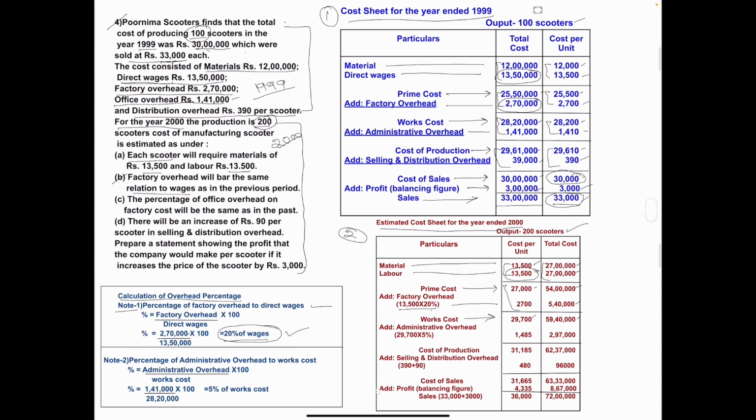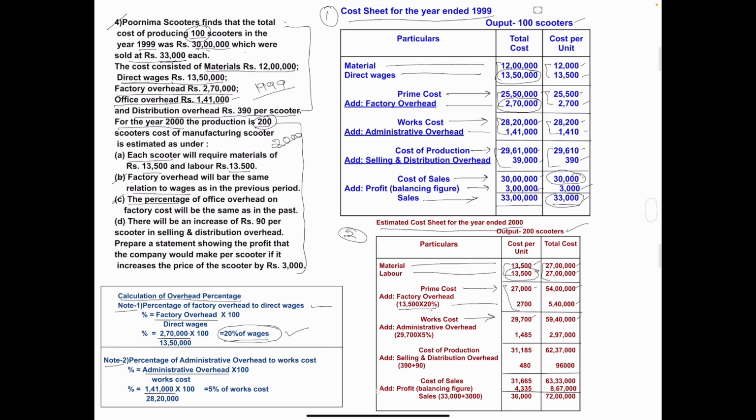Now read the point C. The percentage of office overhead on factory cost will be the same as in past. So for the year 2000, they have not clearly mentioned the amount of administrative overhead or office overhead, but by taking this point C, percentage of office overhead on factory cost, we have to calculate the amount of administrative overhead. For that we have to prepare note number 2.